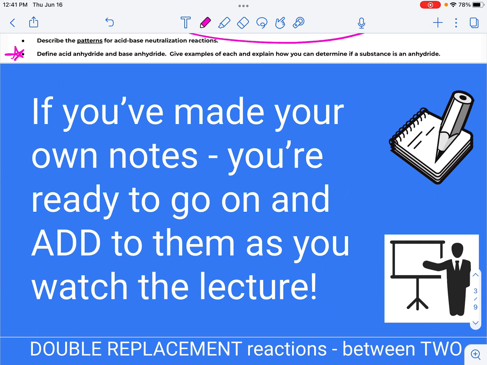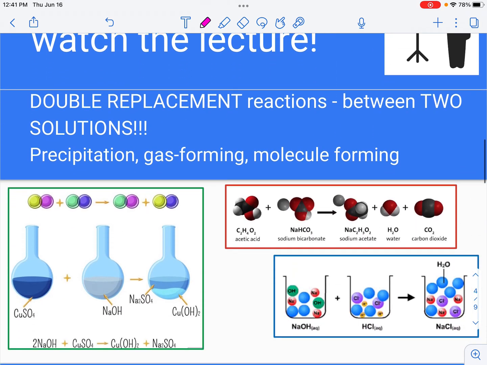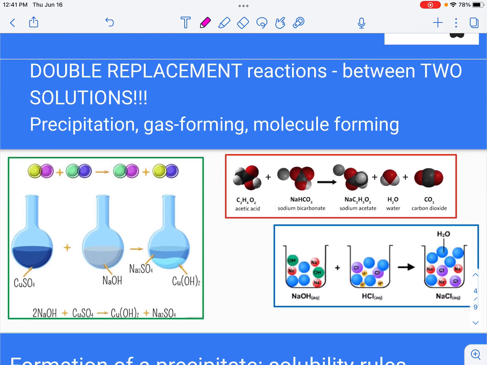Remember to add to what you've already built. All right, so double replacement reactions are really the reactions between 2 solutions, and they're the reactions between the ions in those 2 solutions. So because it's 2 ionic compounds, really what you have is 4 ions in solution, and if those ions stay dissolved, then you have no reaction.